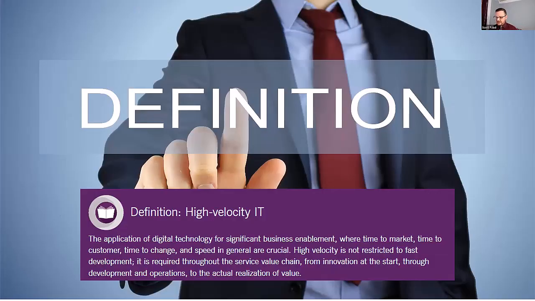In the ITIL 4 framework, high velocity IT is actually defined as the application of digital technology for significant business enablement, where maybe time to market, time to customer, or time to change, and also speed in general are crucial. But high velocity is not restricted to just fast development. It is required throughout the entire service value chain, from innovation all the way through to development and operations onto the actual realization of value.